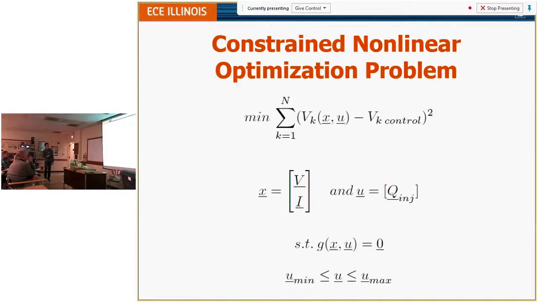And my optimization basically is a constrained nonlinear optimization problem. The V_k here is defined as the individual nodes of the 13 nodes. And my V_k control, in this case, I set it to 1 per unit. And of course, your state is your voltage and current. And your control variable here is your injection, the reactive power injection to the system. And the equality constraint is your power flow equation, and your inequality constraint will be the one I showed you earlier, Q max equals the square root of S squared minus P squared. So just want to give you a reference.